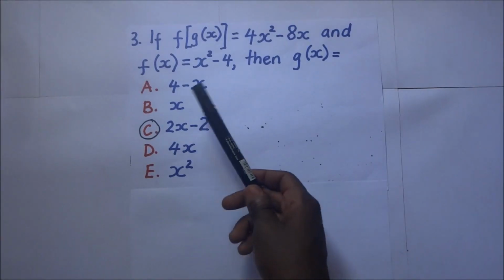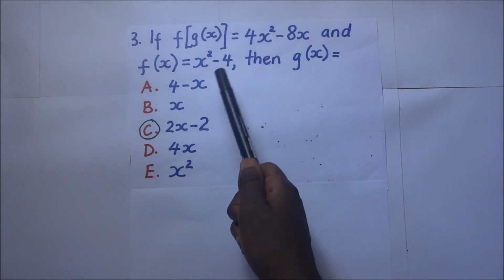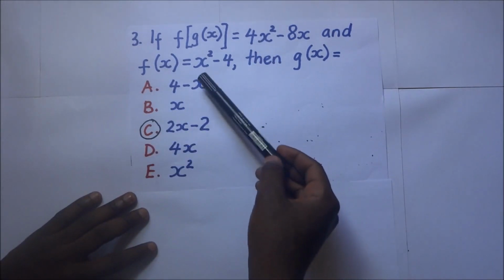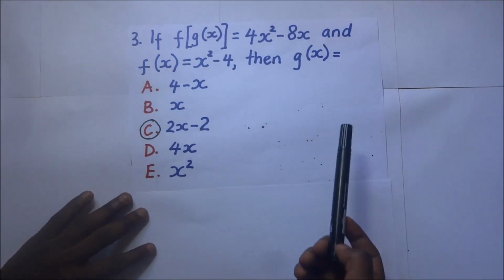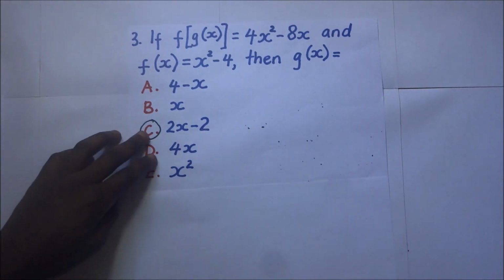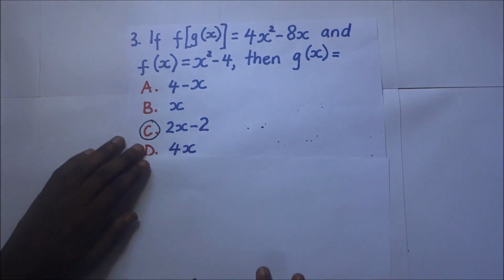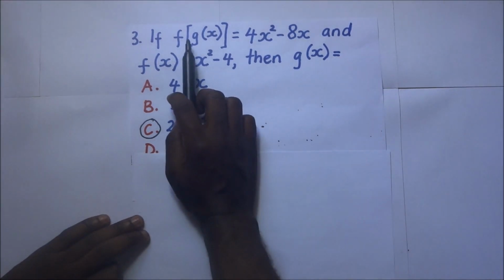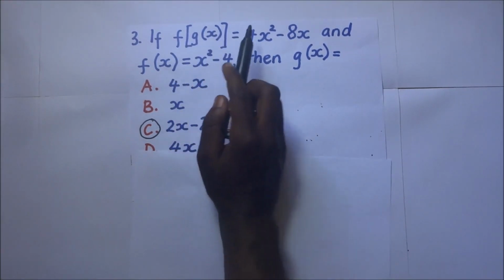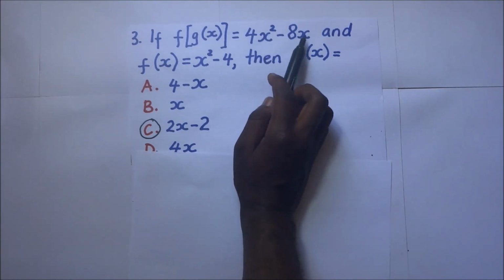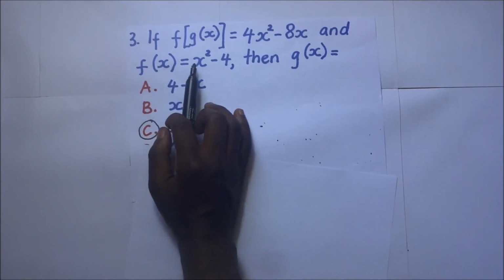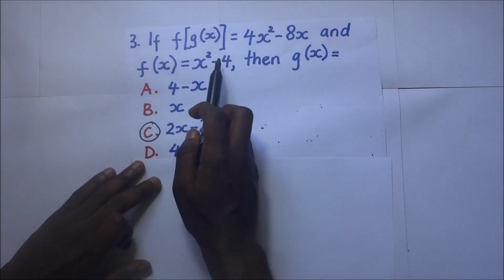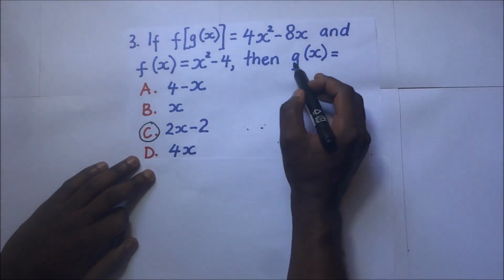Now what if they gave us this very same question, and what if they didn't give us these answers and we were supposed to just find it the way it is? How would we go about that? So this is an alternative way of looking at this. We have this composite function f of g of x giving us 4x squared minus 8x, and f of x is giving us x squared minus 4. So what is g of x?